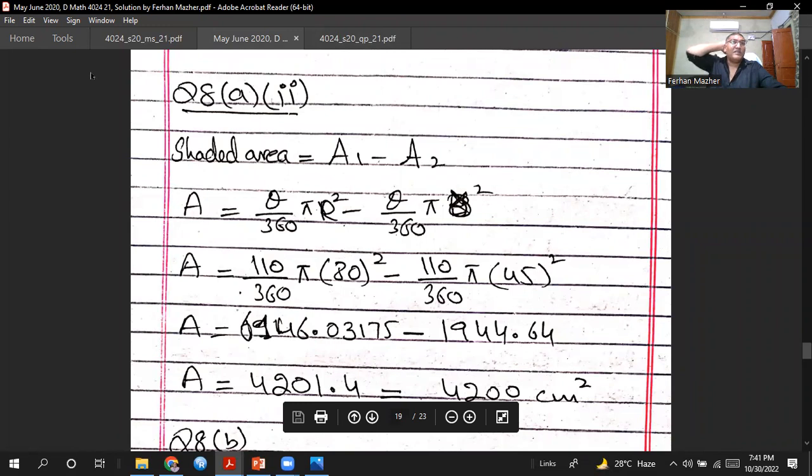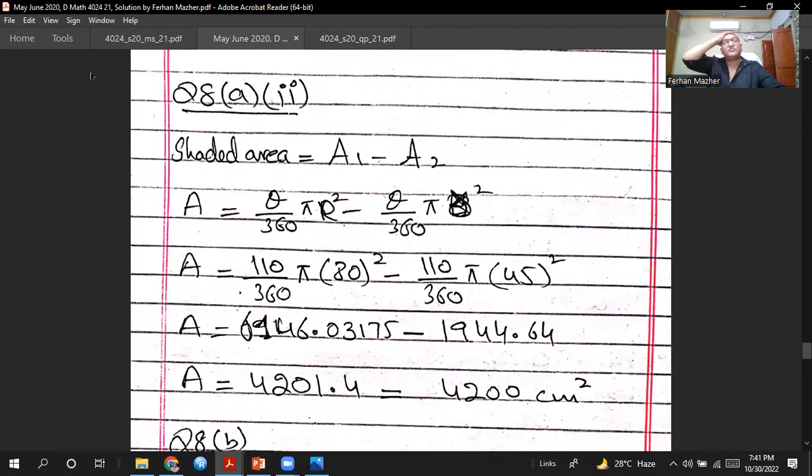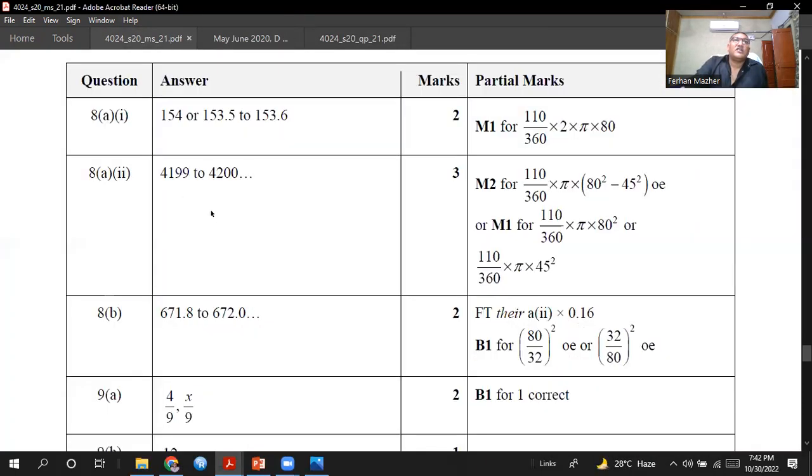The area will be theta by 360 pi r squared minus theta by 360 pi r squared. One is a big sector, the other one is a small sector. So it will be 110 by 360 multiplied by pi multiplied by 80 squared minus 110 divided by 360 pi multiplied by 45 squared. So it will be 6,146.03175 minus 1944.64. When you subtract them, you get 4201.4. Rounded to two significant figures, it will be 4,200 centimeters squared. So the area of the display is 4,200. Our answer is right.